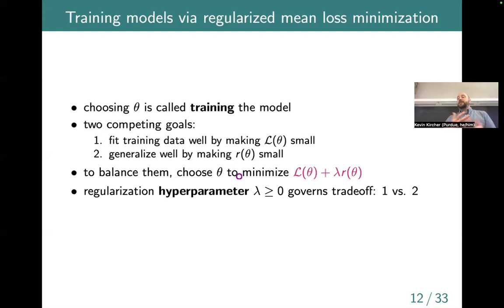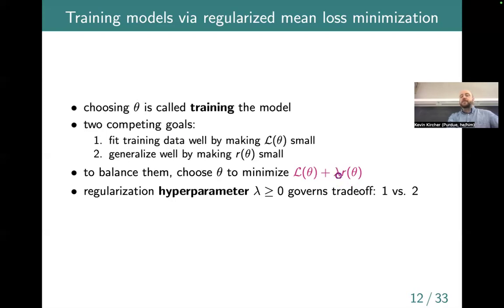So then our overall objective that goes into our optimization is to minimize a weighted sum of the mean loss and the regularizer, where we have a weight here, lambda. And in ML speak, we call lambda a hyperparameter, or the regularization hyperparameter specifically. This is a non-negative number, and it basically tells our optimization, if this is our objective, how much we care about the first term versus the second term.